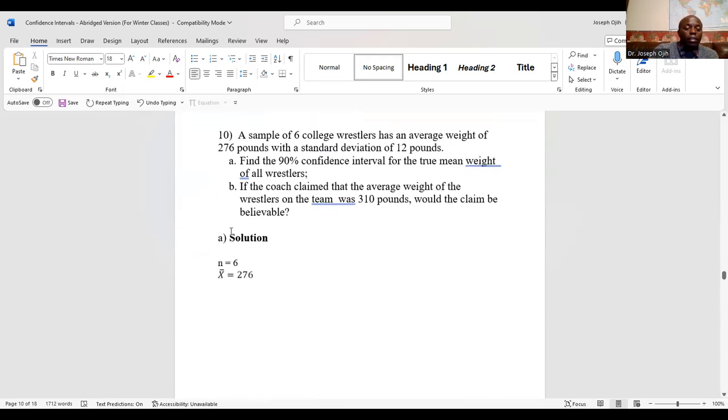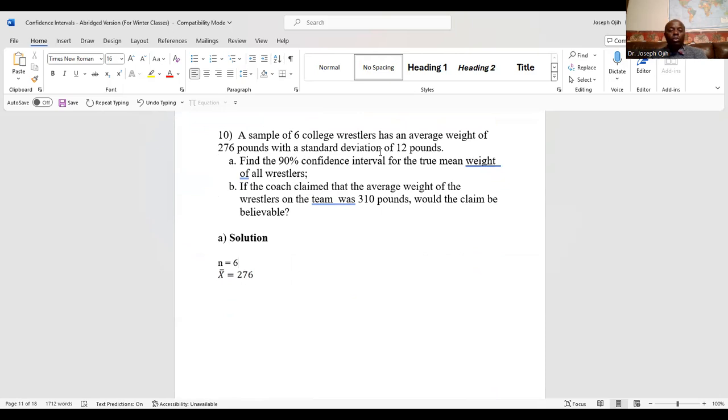Okay. Now the sample size is 6, 6 wrestlers we could say. And then we don't know the population standard deviation. So we use, because it's less than 30 and we don't know it, we're going to use the T distribution for this problem.